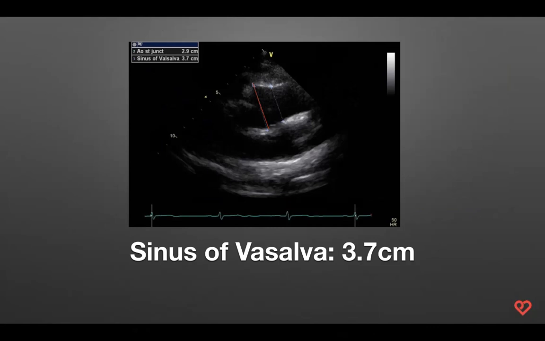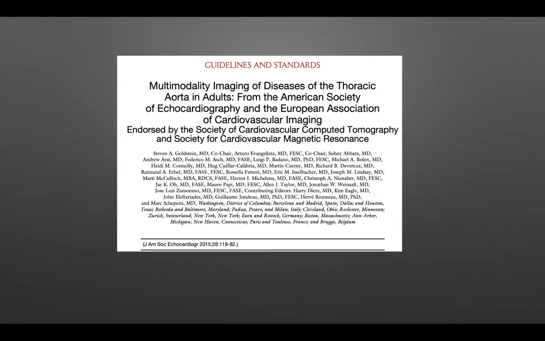You want to take good pictures of the sinus of Valsalva, especially, and then the ascending aorta. Remember, these positions may be different. You want to measure this in diastole from leading edge to leading edge. And her sinus of Valsalva measured at 3.7 centimeters, and her sinotubular junction was 2.9.